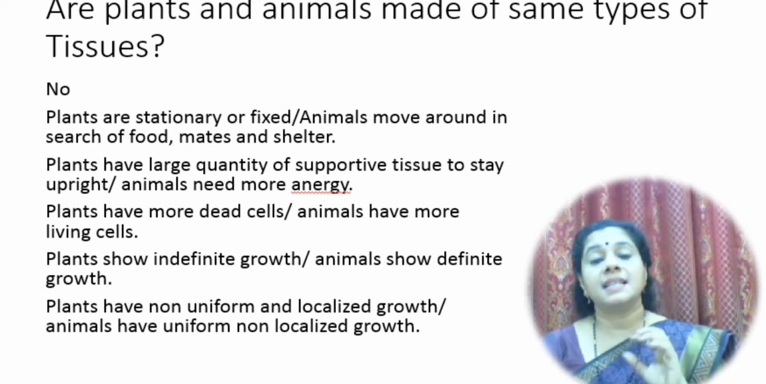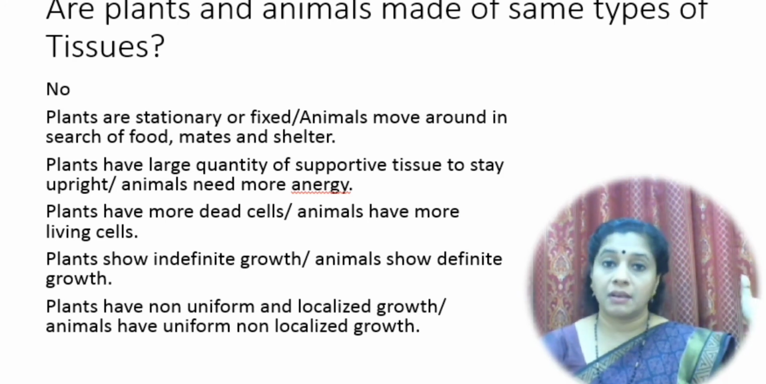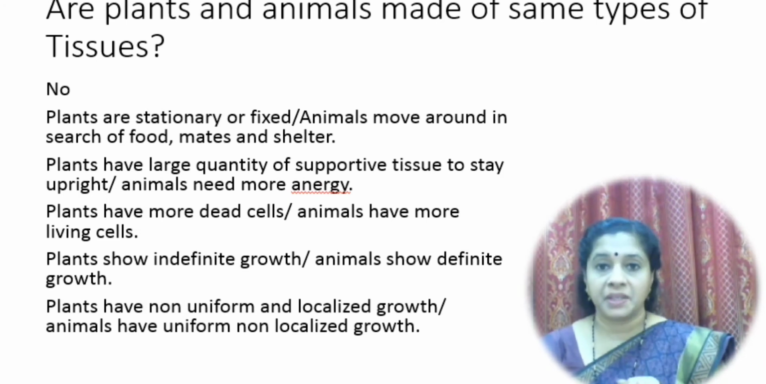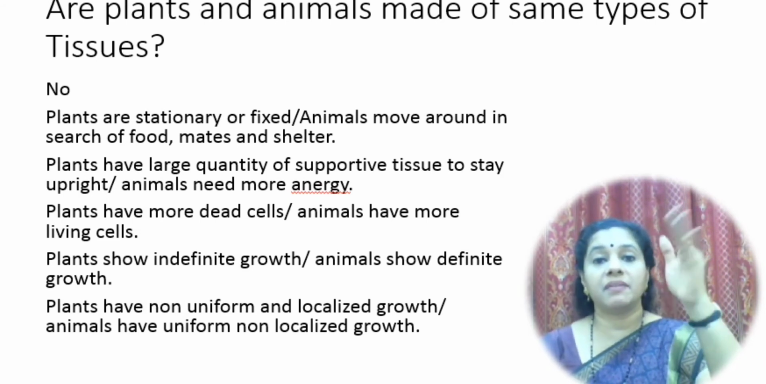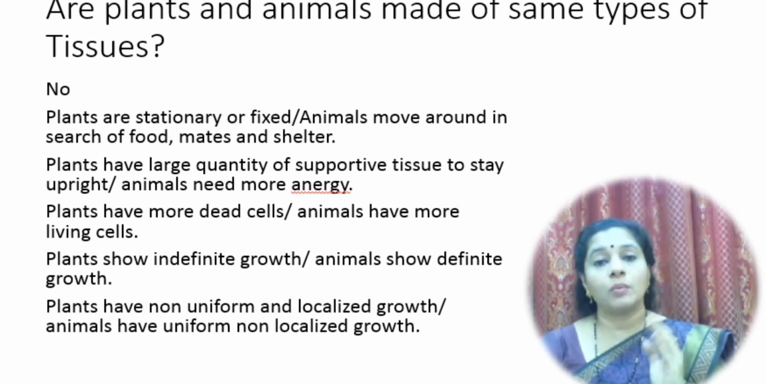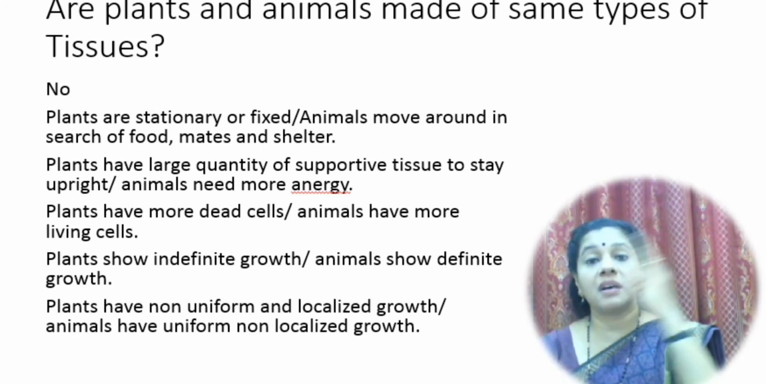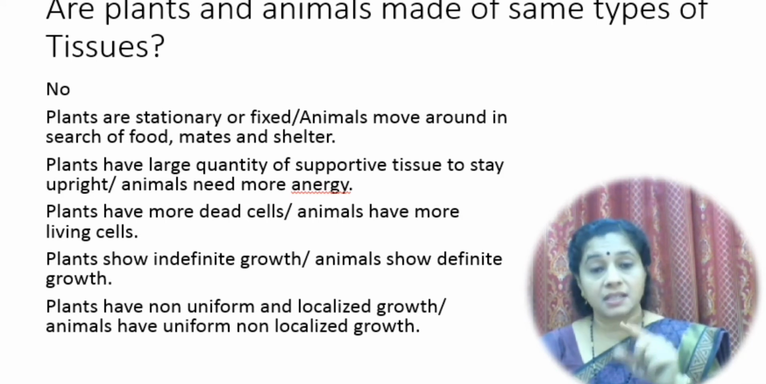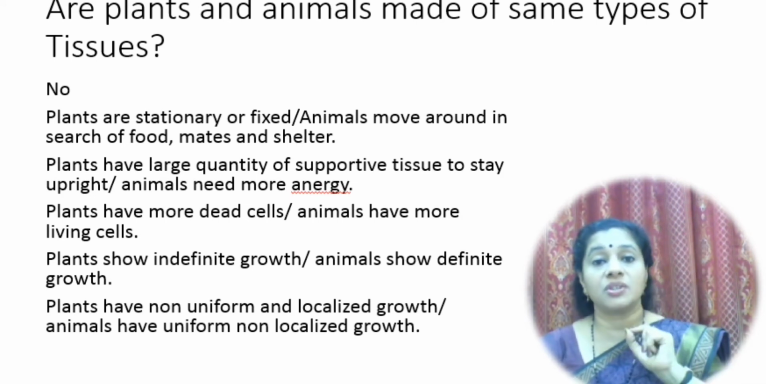No, we can see that some parts of the plants are growing more than other parts. You can see one branch is taller than the other, or one branch has many more bifurcations than the other, or one branch is having more flowers or fruits than the other. It is not uniform, but it is localized. It is happening only in certain regions of the plant.